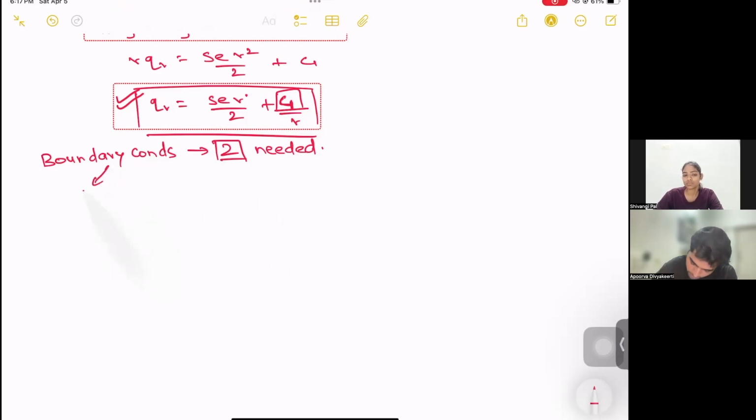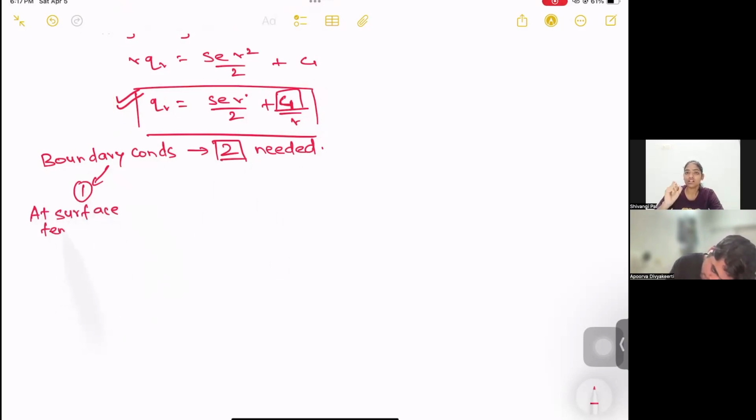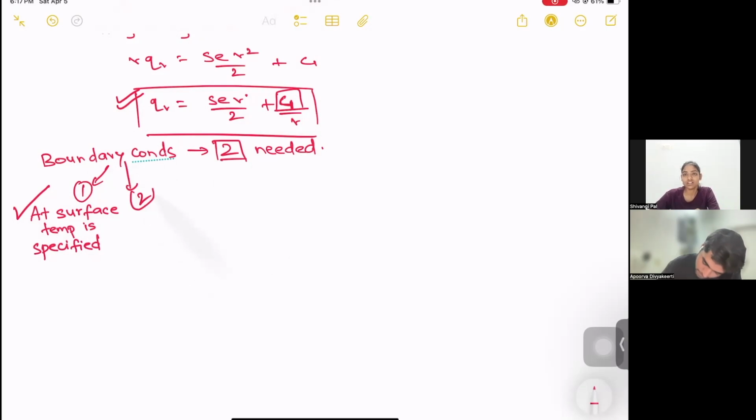So our first boundary condition was the temperature may be specified at the surface. That is, let's say at distance r, your temperature will be T naught. This boundary condition is applicable over here. Coming to the second boundary condition, that is, the heat flux normal to the surface may be given. This is not applicable over here.